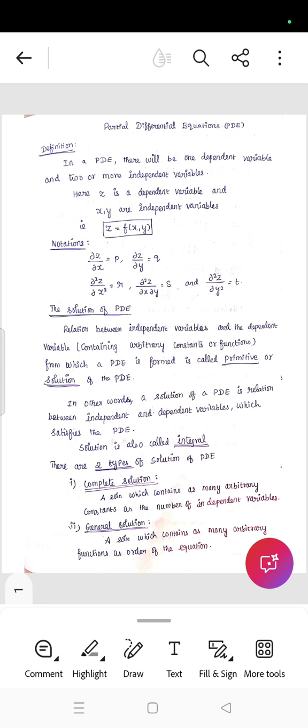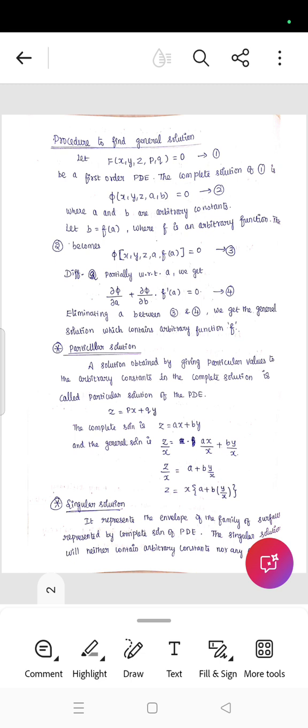First one is the complete solution, a solution which contains as many arbitrary constants as the number of independent variables. Next one is the general solution, a solution which contains as many arbitrary functions as the order of the equation. And next one is the singular solution. It contains neither arbitrary functions nor arbitrary constants, and then it is called a singular solution.